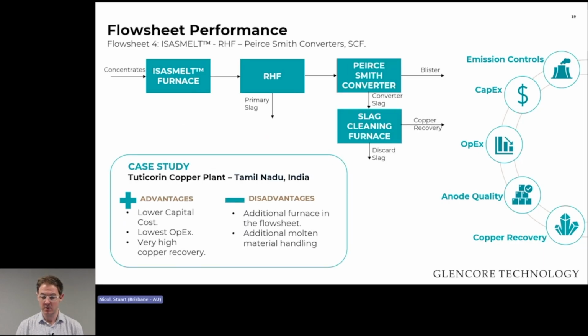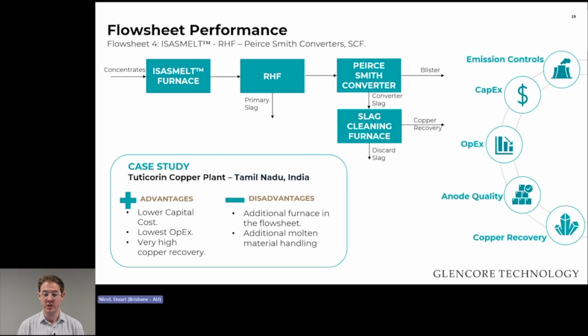The fourth flow sheet, the last flow sheet, is one of the plants which runs really well. So there's a Tuticorin plant in India. While the plant's not currently running for a variety of reasons, not economic or technology driven, this plant is probably one of the world leading copper smelters. This flow sheet's also used in southern Peru.